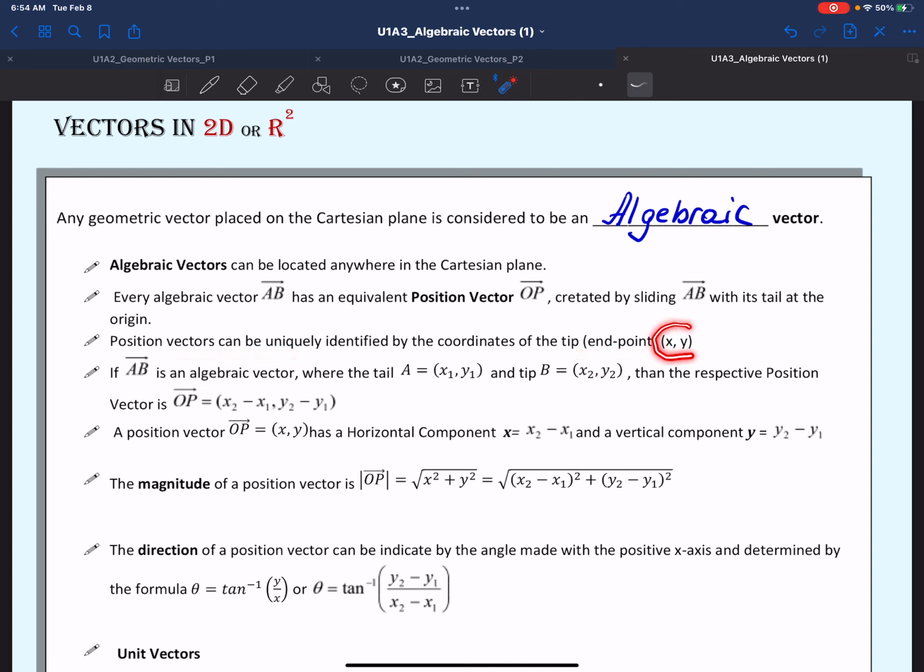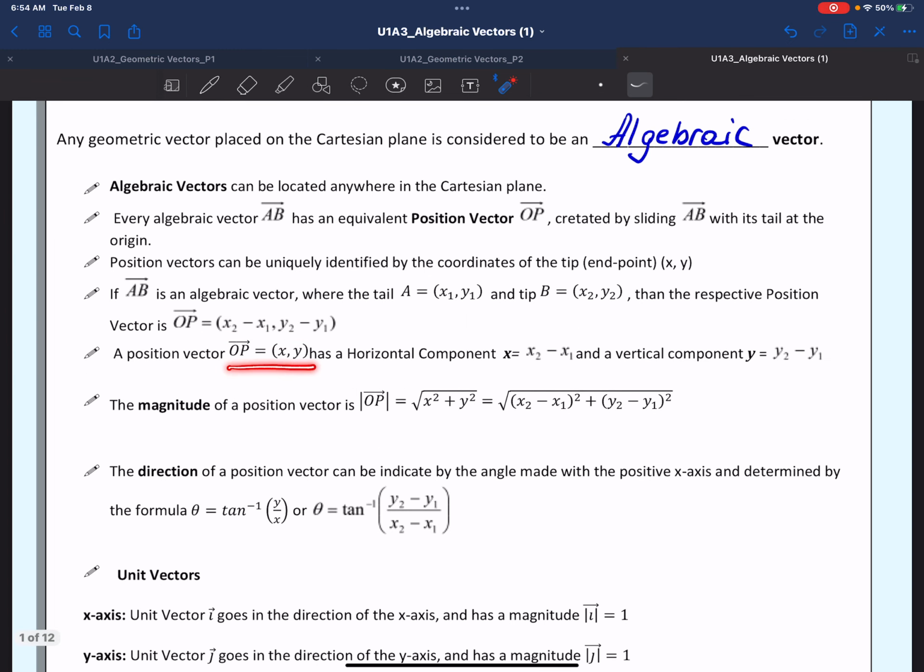And if these are the coordinates of the head of the position vector, and A (x1, y1) and B (x2, y2) are the coordinates of the tail and the head of the algebraic vector, then the position vector will be x2 minus x1, y2 minus y1. So, if we have a position vector (x, y), we say that the horizontal component, or the x coordinate, is x2 minus x1. The vertical component, or the y coordinate, is y2 minus y1.